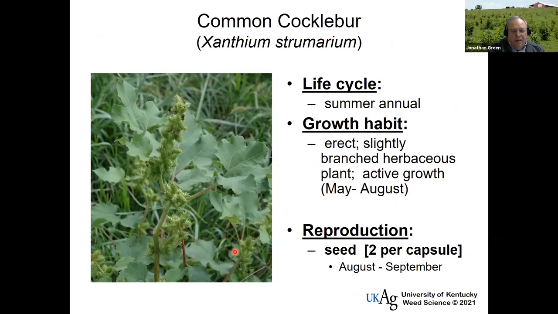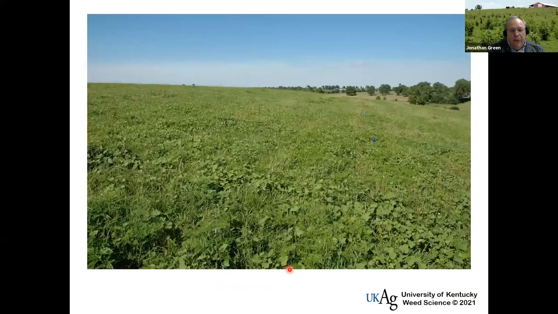It's about mid-August, early to mid-August, we start seeing the development of the fruit or the burrs on the plant. And for the most part, this is not a prolific seed producer. On a fully mature plant, you may have a few hundred burrs, but relatively speaking, it's not as prolific of a seed producer as some other weeds that we have.